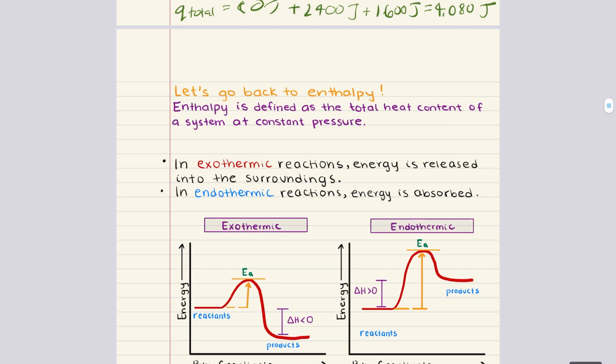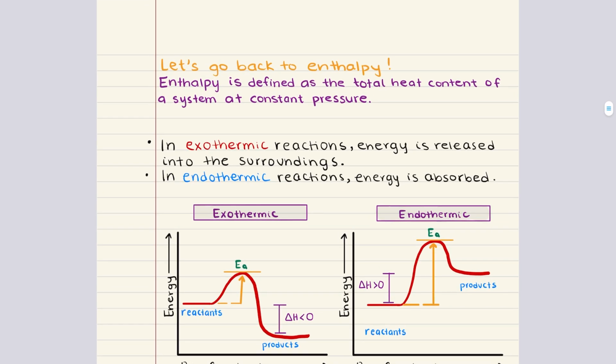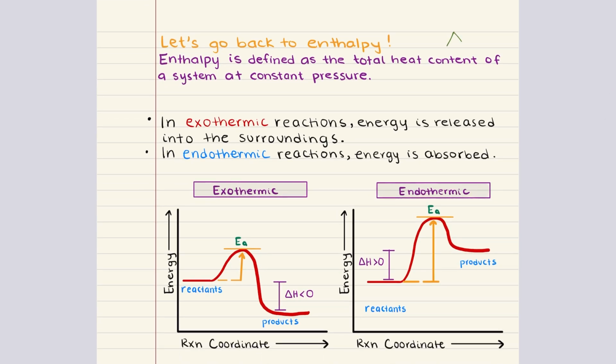Now that we've explored heating and cooling curves in detail, let's return to the concept of enthalpy. Enthalpy, denoted as delta H, is defined as the total heat content of a system at constant pressure. It represents the energy absorbed or released by a system during a chemical or physical process, and it's a central concept in thermochemistry. When we examine chemical reactions, we often focus on how the enthalpy of the system changes from reactants to products. And this change in enthalpy gives us insight into whether the reaction releases or absorbs energy.